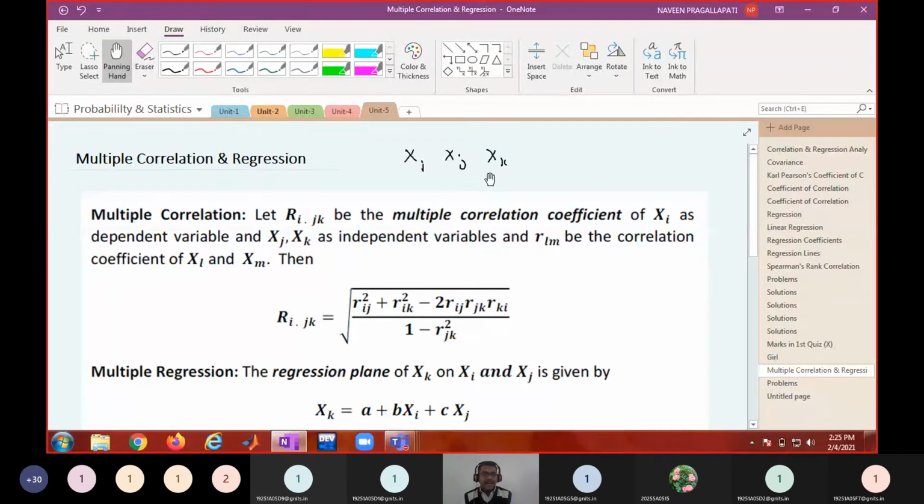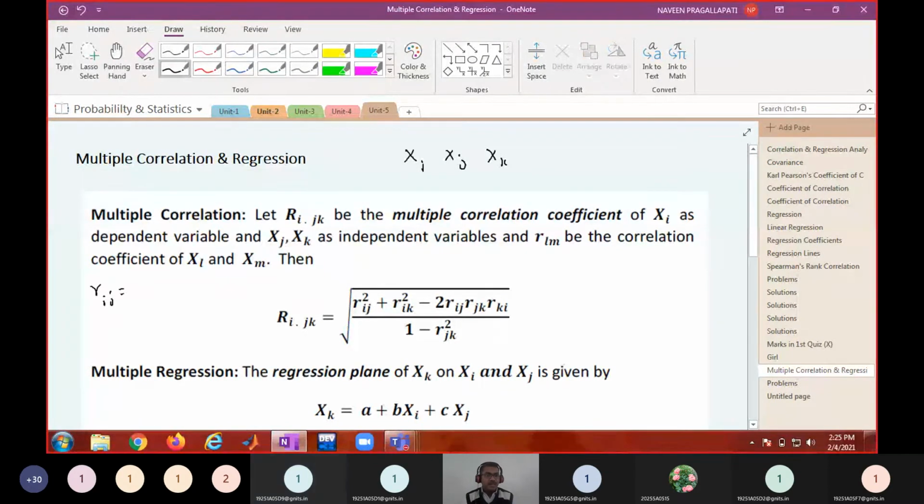this is the formula to compute the multiple correlation coefficient for the 3 data. You have xi data, xj data, xk data. For three-dimensional data, if you want to find the multiple correlation coefficient, you will write the formula like this. What is Rij square? What do you mean by Rij? Can you tell me?